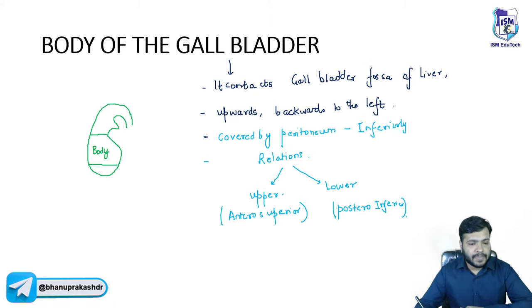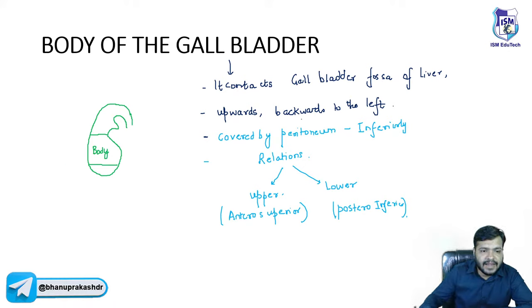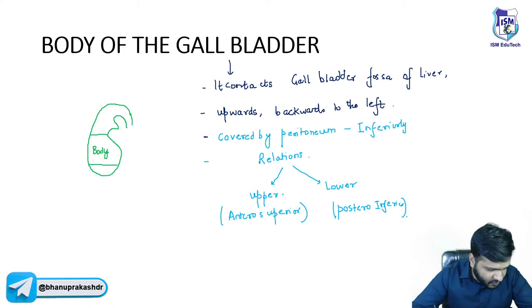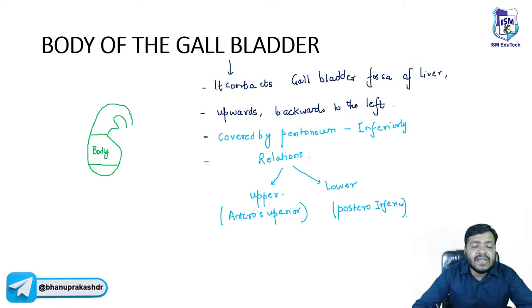Now, on the upper part of the gallbladder, anteriorly what is present? I want this answer from you people. You will tell me what will be present anteriorly. I just told you. Use your brain and think about where the body of the gallbladder is. It is just behind the liver. The gallbladder fossa is on the inferior surface of the liver. So now tell me what will be present in front of the body of the gallbladder. Use your brains and tell me the answer in the chat box. Come on, tell me.